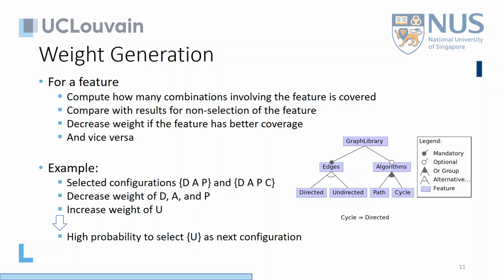On the other hand, if we look at U, we see that we haven't selected it before, though non-selection of U is present in both configurations. Therefore, we shall increase the weight of U. This way, we actually provide a much higher probability to select a configuration with U in the next round than before. Since we increase the weight of U, we decrease the weight of non-selection of D, of non-selection of A, and of non-selection of P.